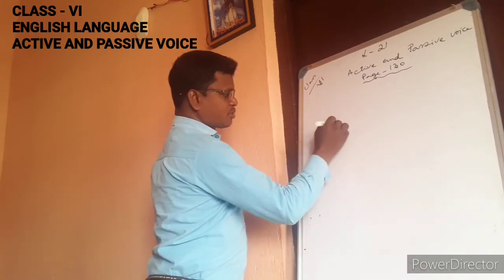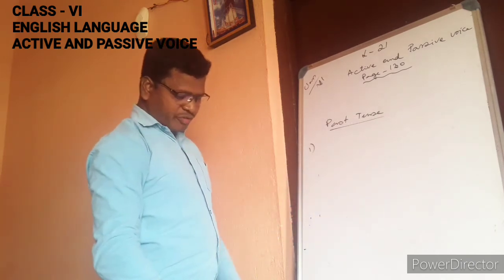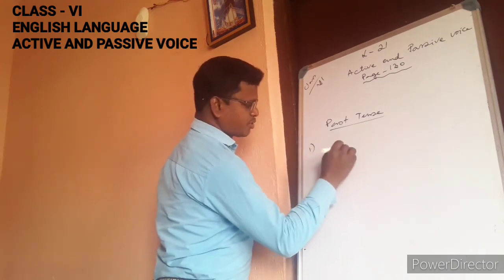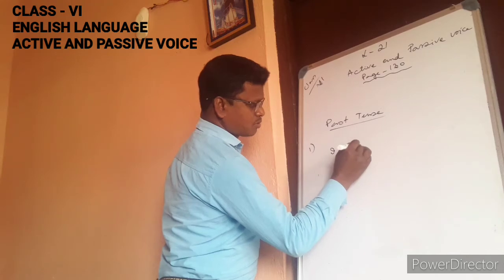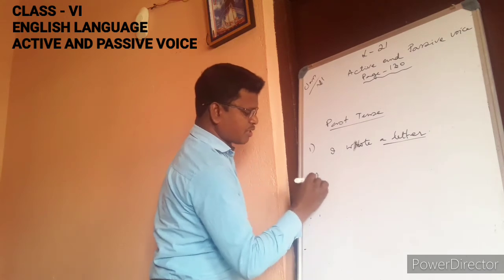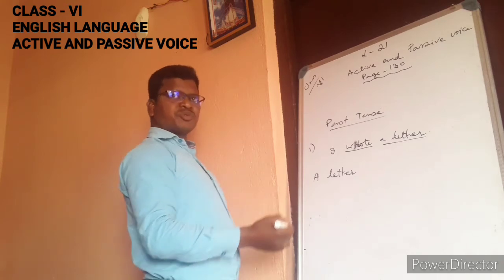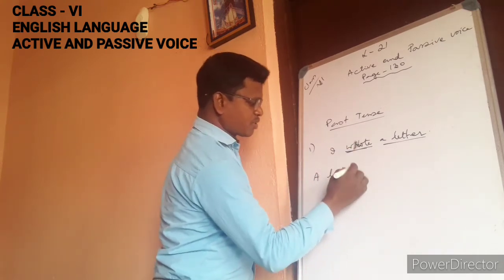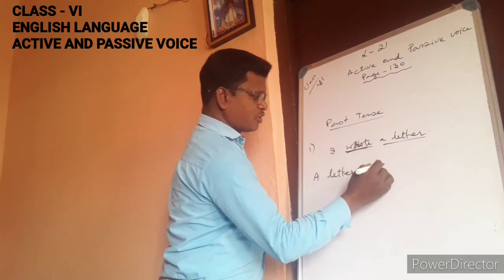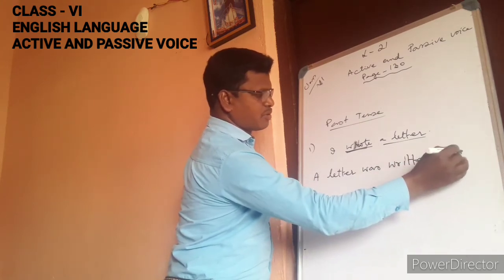If it is a past tense, how will you do it? Here we have an example: I wrote a letter. Same thing. I wrote a letter. You see, a letter will come this side. Then this is a past tense, so we will use the helping verb in the past tense. A letter was, then the past participle of the main verb, was written by me.